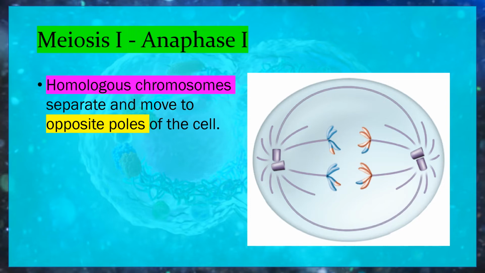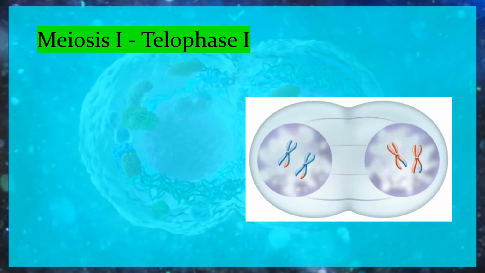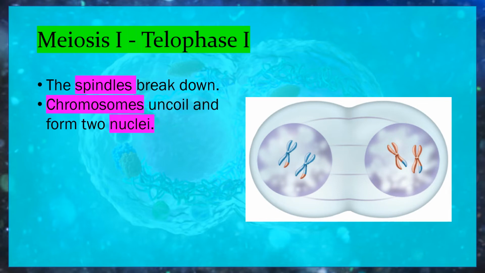Here the homologous chromosomes separate and move to opposite poles of the cell. Here we have spindle fibers break down. Chromosomes uncoil and they form 2 nuclei, and the cell divides.